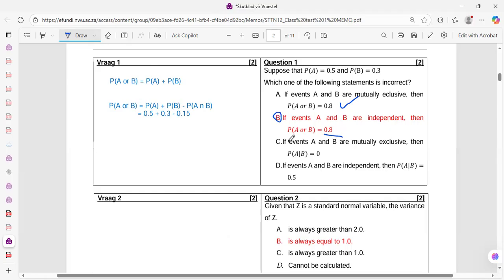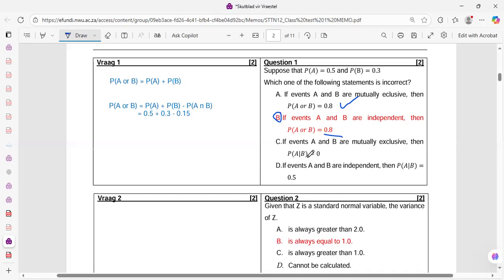They say if events A and B are mutually exclusive, then the probability of A and B is equal to 0. When you prove that events A and B are mutually exclusive, it's going to be equal to 0, remember. So this statement on C is correct.